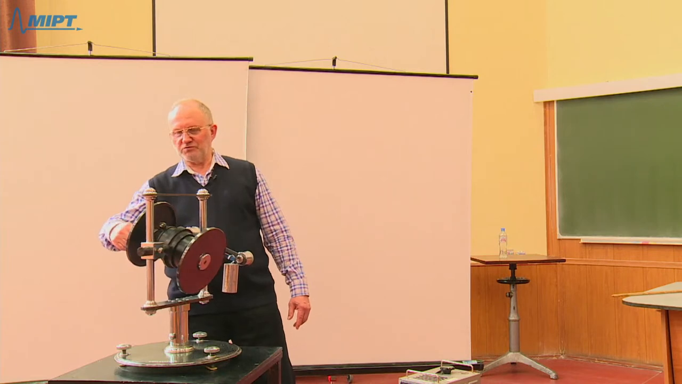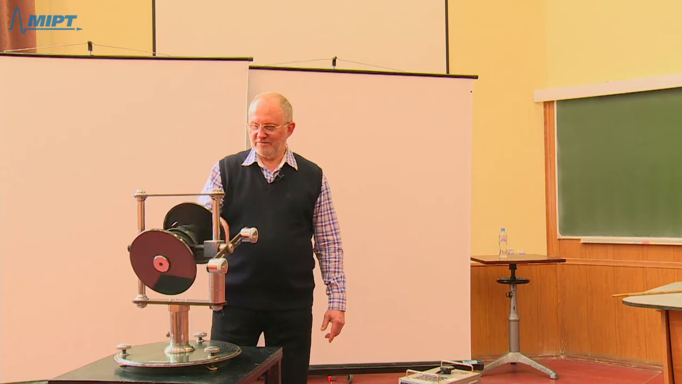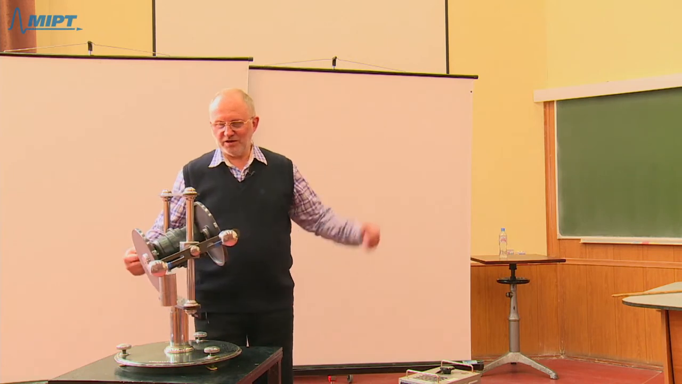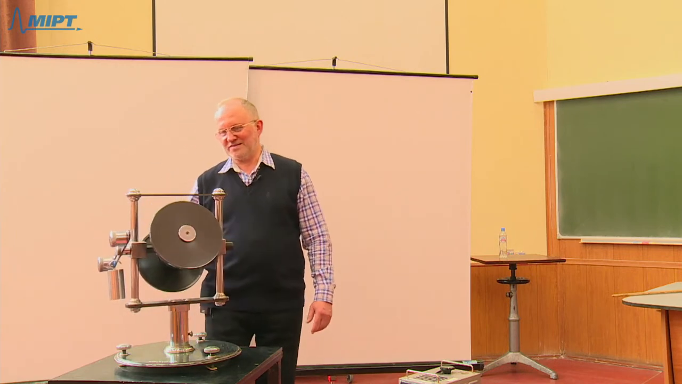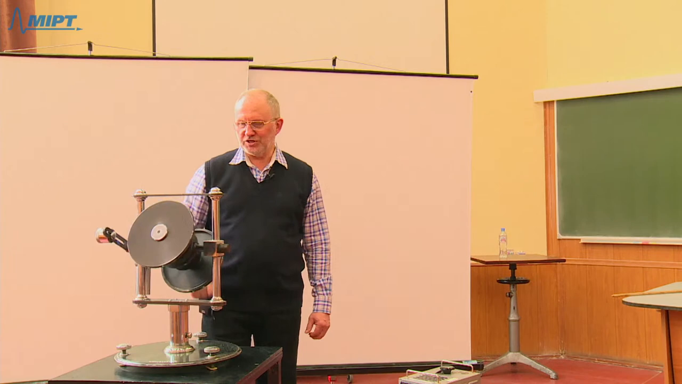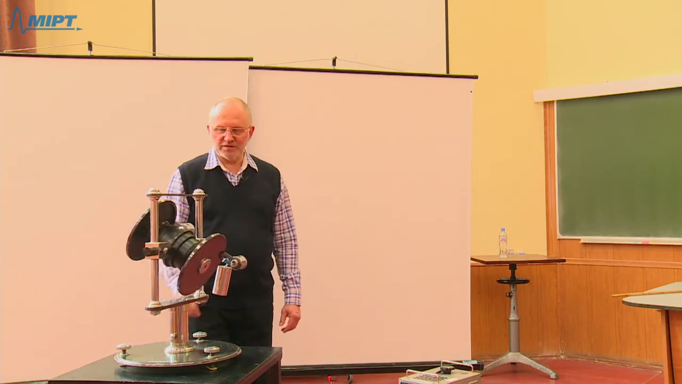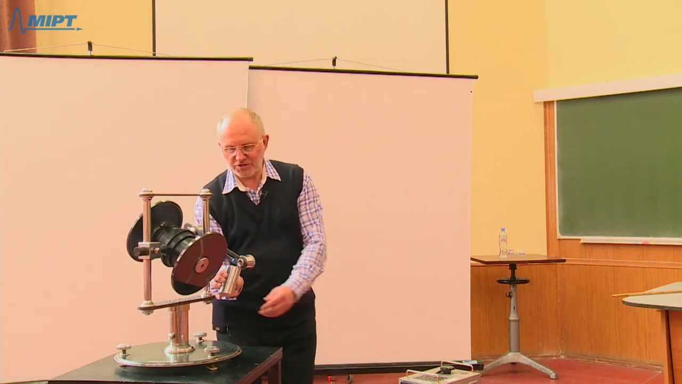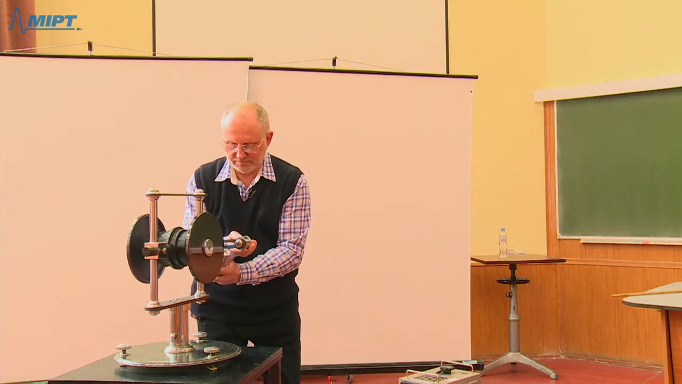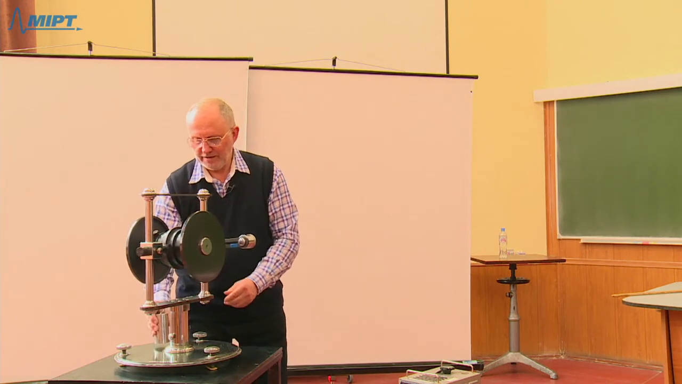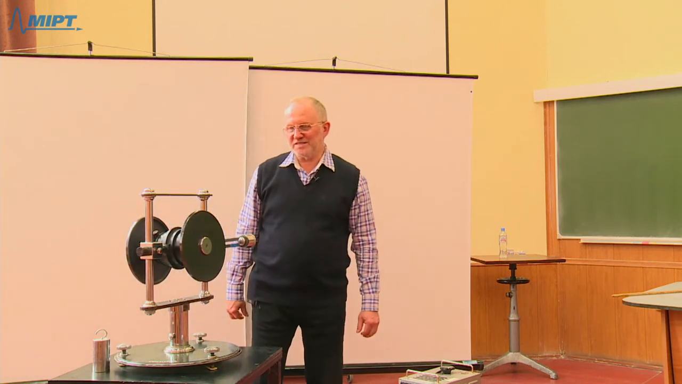So the vector of angular momentum, if it's rotating clockwise, then the vector of angular momentum is directed here, and the torque tends to change the vector of angular momentum in the direction which you can observe here. Such was the motion of gyroscope under a constant torque.